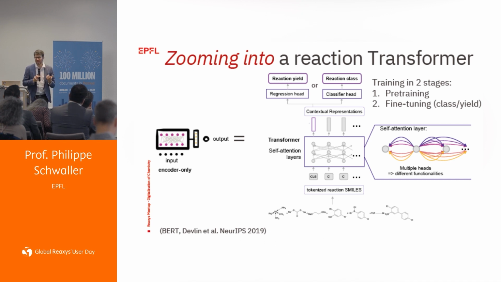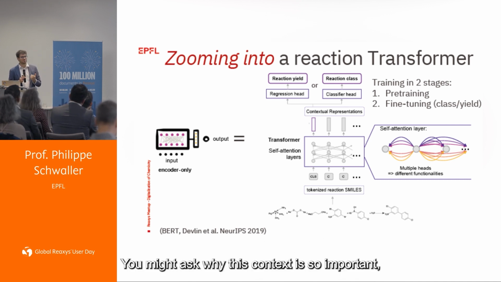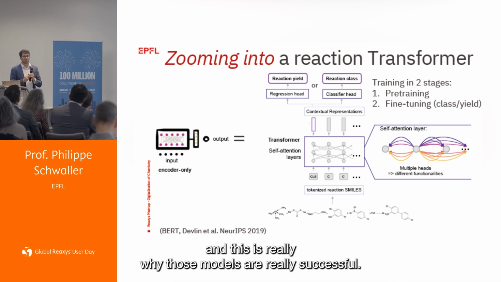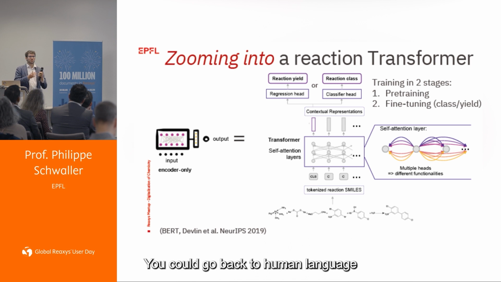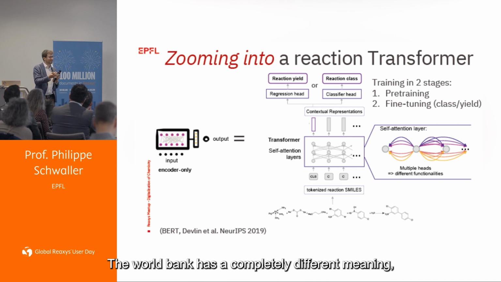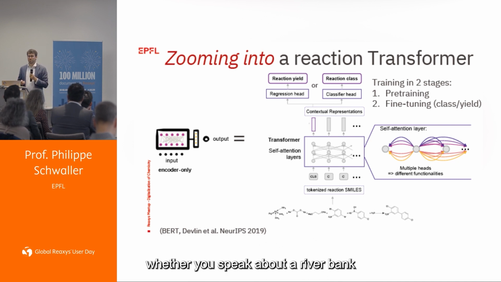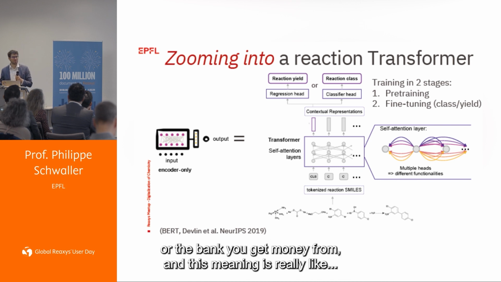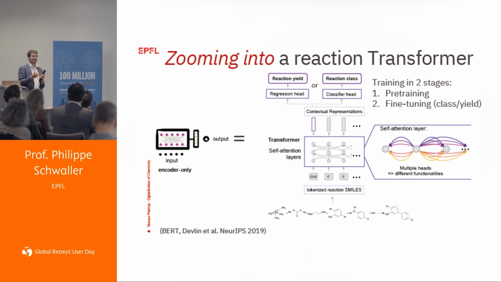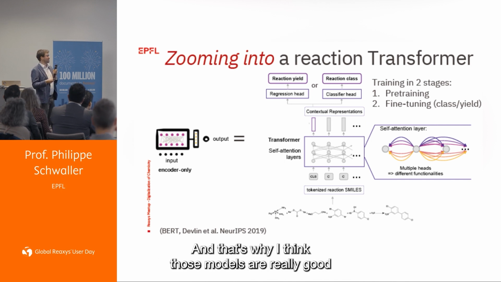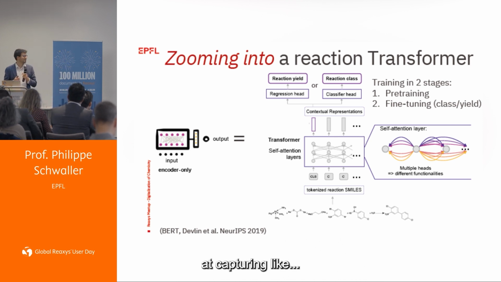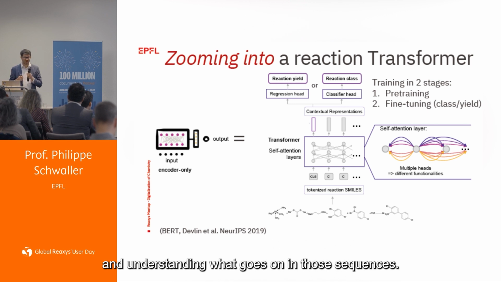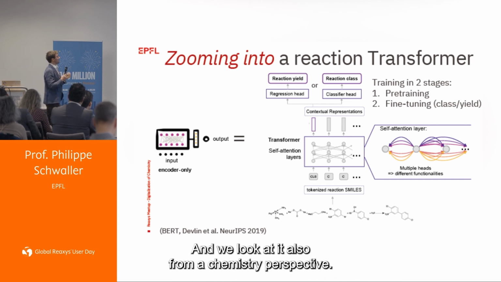sub-tasks or downstream tasks. You might ask why this context is so important, and this is really why those models are so successful. You could go back to human language and imagine the word bank. The word bank has a completely different meaning whether you speak about the river bank or the bank you get money from. And this meaning is really obtained by the context of the word. That's why I think those models are really good at capturing and understanding what goes on in those sequences. And we can look at it also from a chemistry perspective.